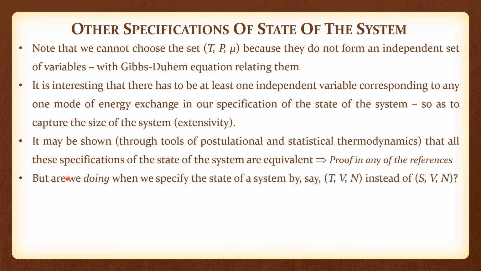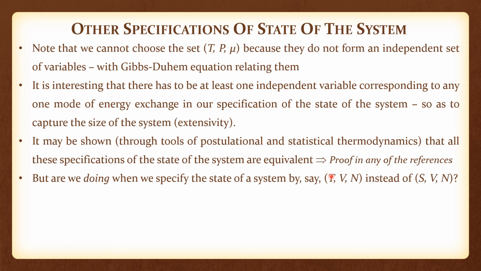But what are we doing when we specify the state of the system by, say, T, V, N instead of S, V, N? I have chosen temperature instead of entropy. What have I said? From the criteria of thermodynamic equilibrium, I mentioned that the nature of the boundary has been changed from an adiabatic boundary to a diathermal boundary. That is from a physics standpoint.